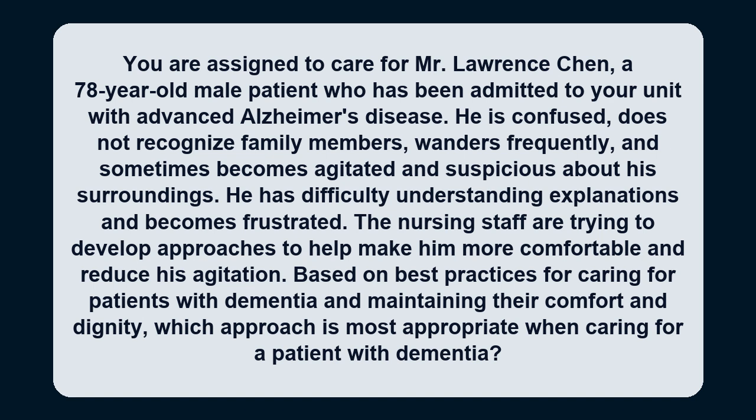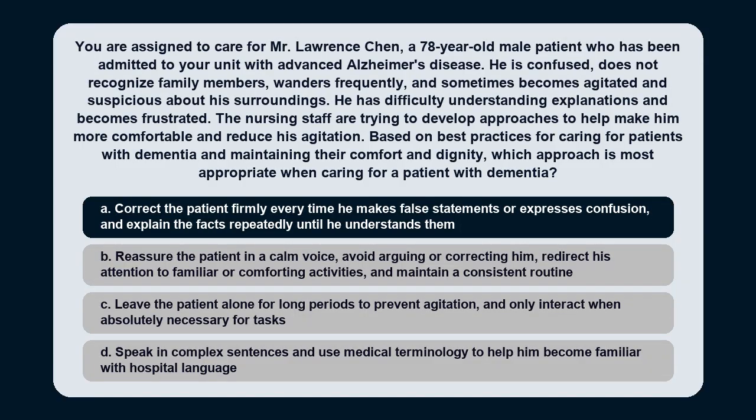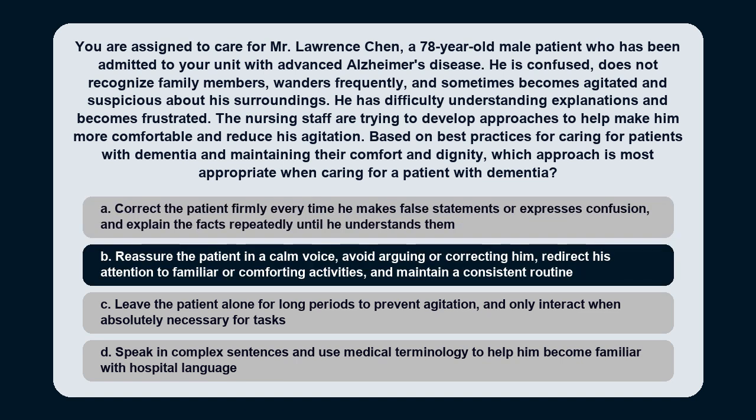Based on best practices for caring for patients with dementia and maintaining their comfort and dignity, which approach is most appropriate when caring for a patient with dementia? Option A. Correct the patient firmly every time he makes false statements or expresses confusion, and explain the facts repeatedly until he understands them.